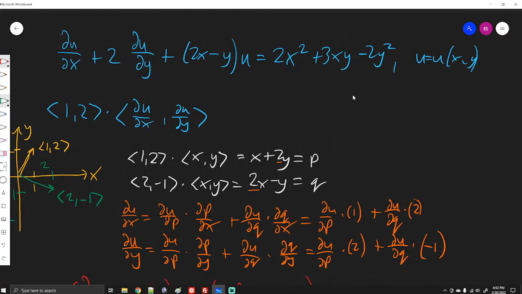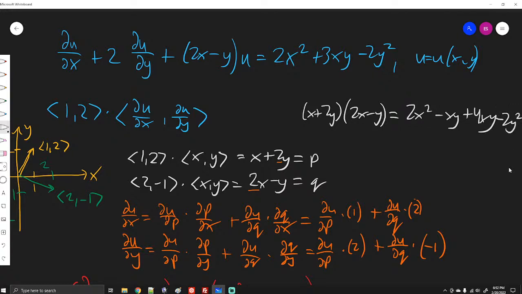Now this right side, notice that if I multiply these two binomials, that gives me the right side. So let me show you. If I have x plus 2y and I multiply it by 2x minus y, this evaluates to 2x squared minus xy plus 4xy minus 2y squared. So yeah, that gives me the right side. So on the right side, I'll have just pq.